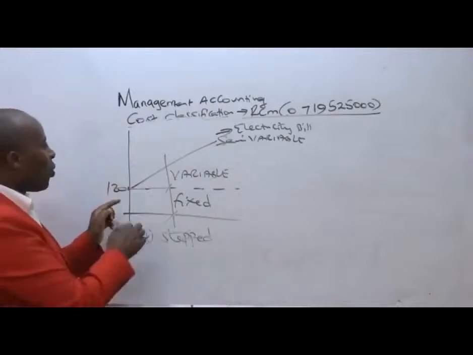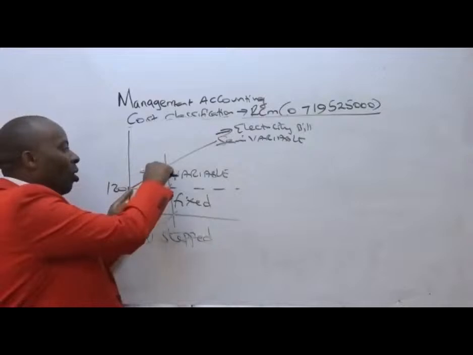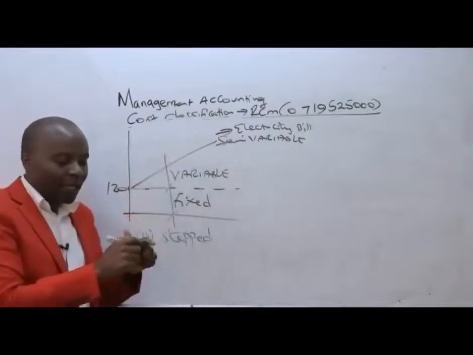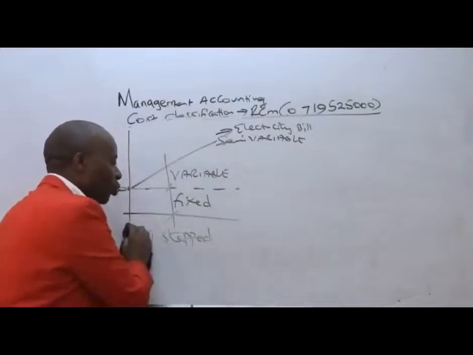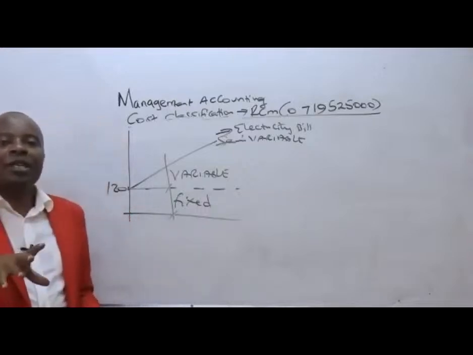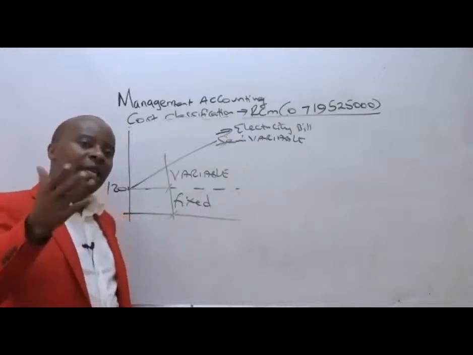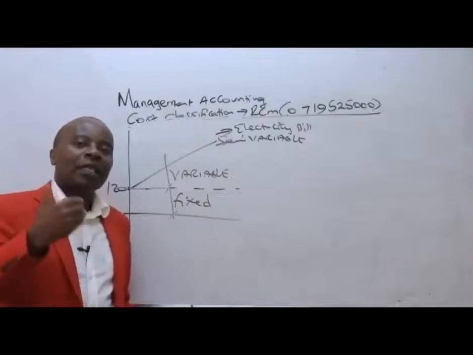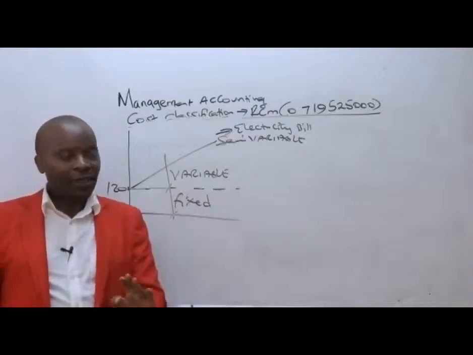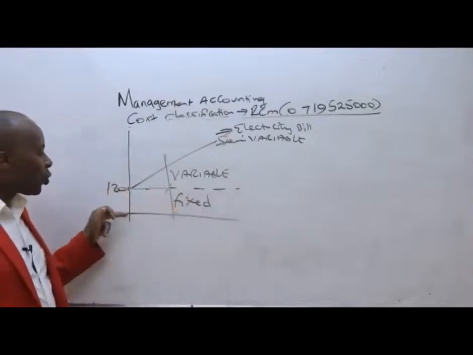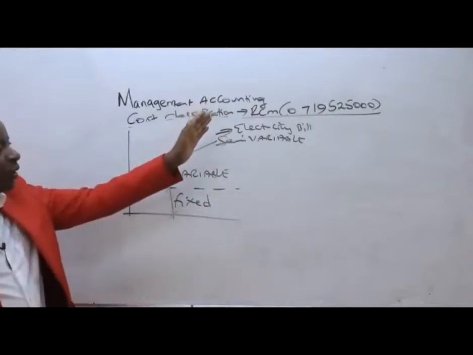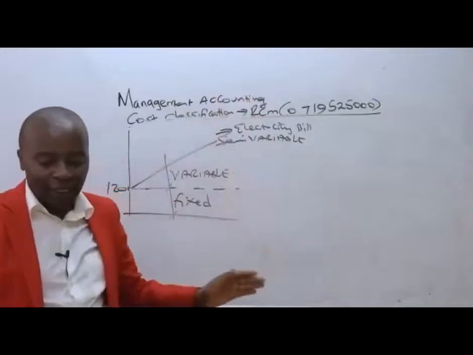Now from there, we shall have this component of our bill, which is dependent on the number of units that we consume. Most importantly, we need to appreciate the fact that semi means half: partly fixed and partly variable. And of course, under semi-variable cost, our cost will never begin from zero. Our cost will begin from some higher point up there and then move up like that. That's semi-variable.